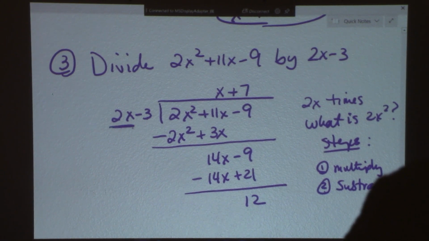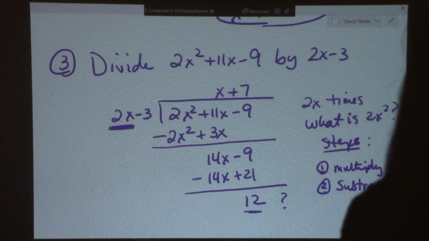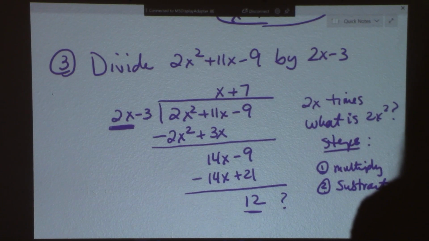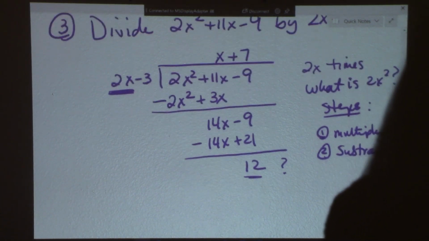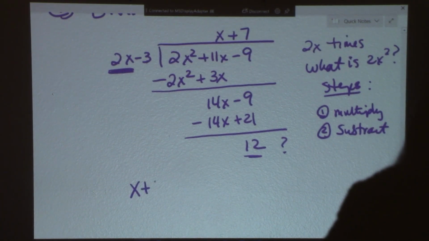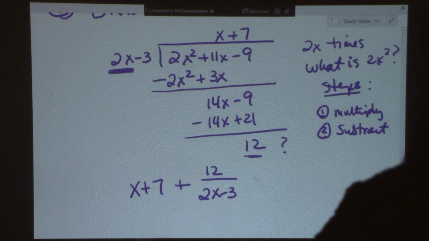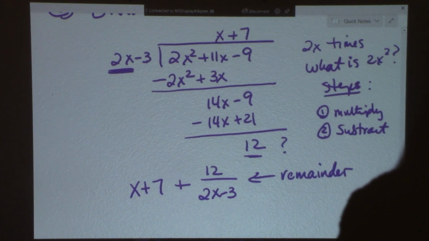Now, can 2x go into 12? No, I can't divide anymore. And just like in long division, when it doesn't go in evenly, you're left with a remainder, and that's okay. So when I'm writing my answer, I'm going to say x plus 7, and then I'm going to have my remainder, which is 12 out of my divisor. So this is my remainder. Okay?